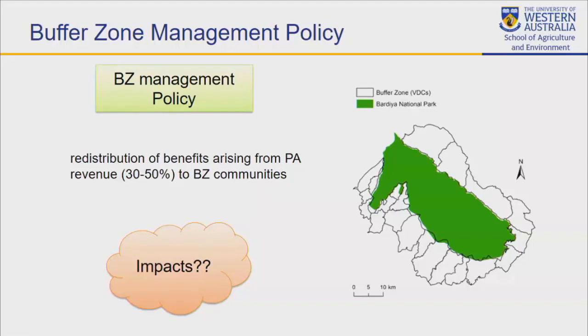Any conservation or development activities in the buffer zone areas are largely guided by the buffer zone management policy. Most importantly, this policy allows redistribution of benefits arising from protected area revenue, up to 30 to 50% of which goes to the buffer zone communities to carry out different conservation and development related works. But it has been more than two decades, almost three decades, that this policy has been in place in Nepal, and there is no impact analysis of it. How does it impact local people's welfare or environmental conservation in a particular area?